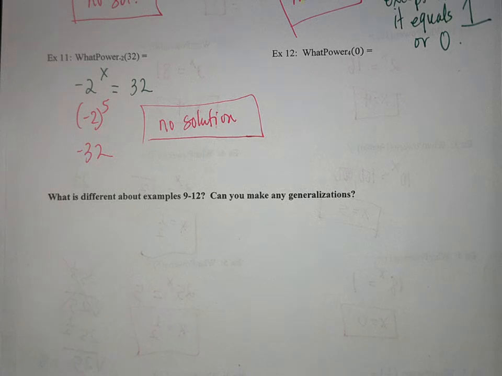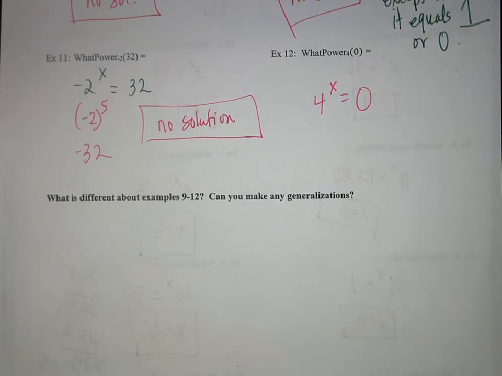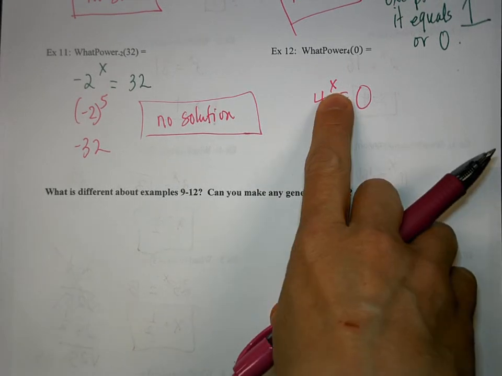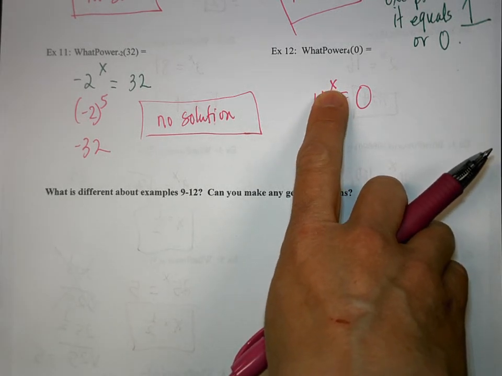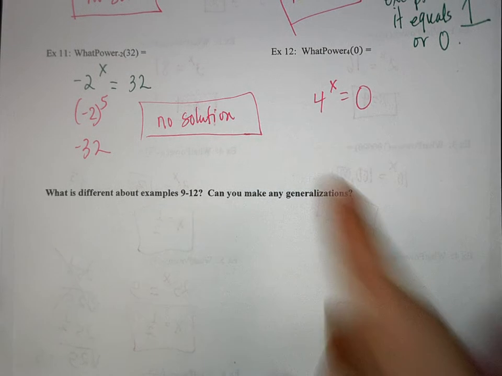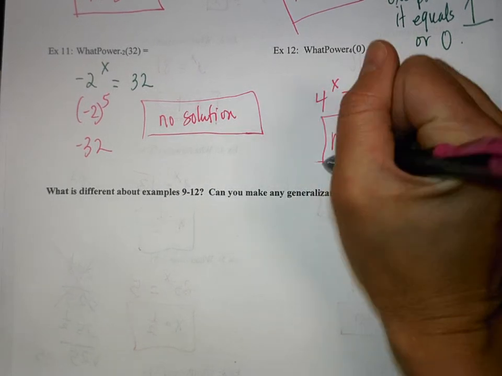But, okay. Example 12. How will you write 12? 4 to what power equals 0? Yeah, it's no solution because what happens if 0 is here? It's 1. And then if you had a negative number here, it would make a fraction. So will you ever get a value of 0? No. So again, no solution. You are correct. Good job.